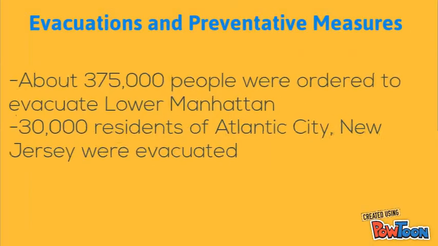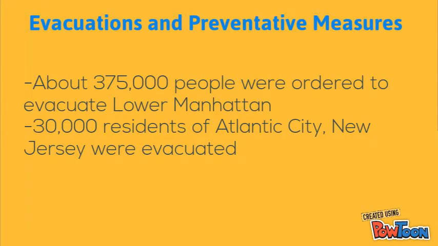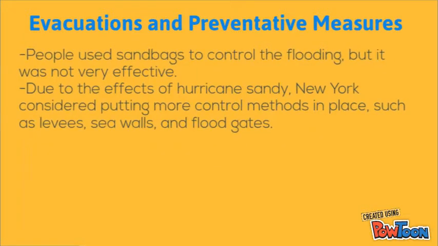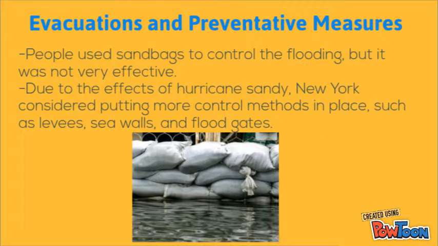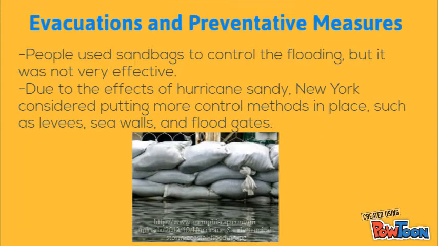A total of 1 million people were ordered to evacuate their homes due to risks of flooding. These people lived in low-lying areas that were likely to be flooded. Sandbags were used to try to slow or stop the water, but they were hardly effective in this situation. Because Hurricane Sandy was so detrimental, in the aftermath, New York considered adding more effective measures of protection that places such as New Orleans use.